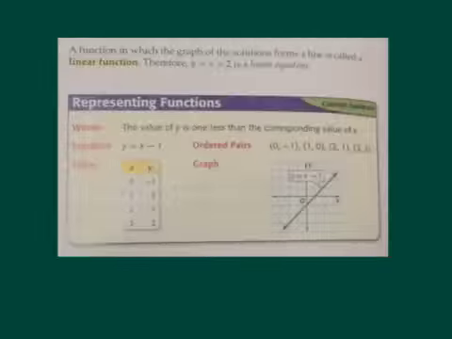This is just a slide, it's also in your book, describing what a linear function is. It's a function in which each of the dots on the graph form a straight line. So this is called a linear function. If you have an equation, it's called a linear equation when all of the dots line up to form a straight line.